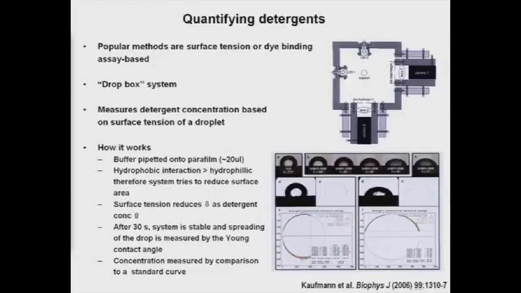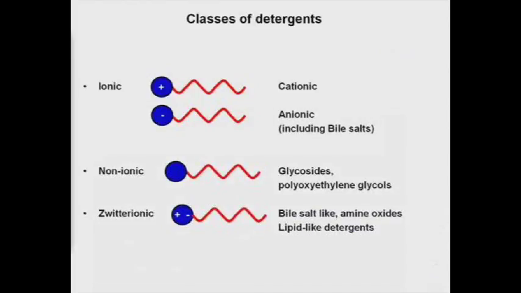And basically what this system does is it monitors that change in surface tension by looking at the collapse of a droplet, measuring something called the Young contact angle, which is the angle of this droplet. It describes the flatness of the droplet, and then by extrapolating this from a standard curve for that particular detergent, you can reasonably accurately measure the detergent concentration in solution. So this is something we'll look at in the pracs, and it's a pretty neat way of measuring detergent concentration accurately.